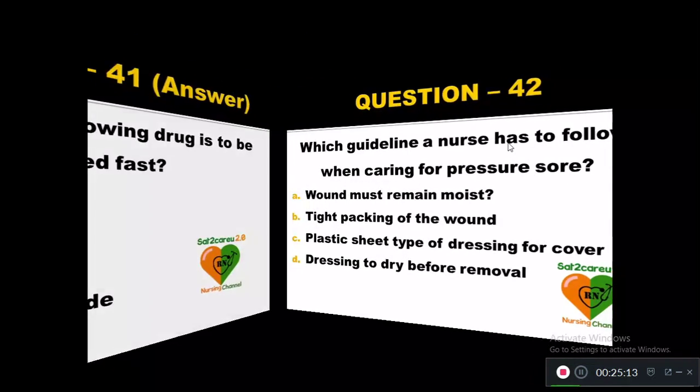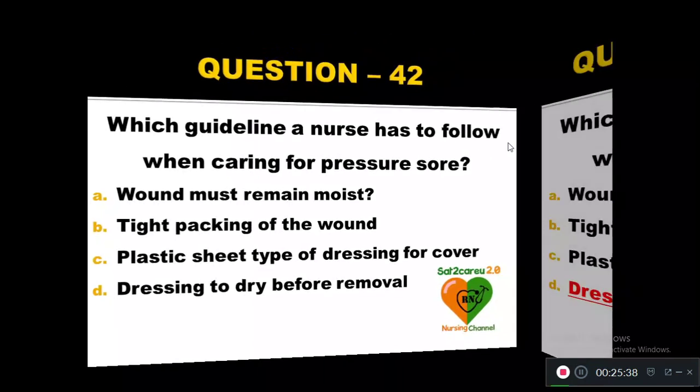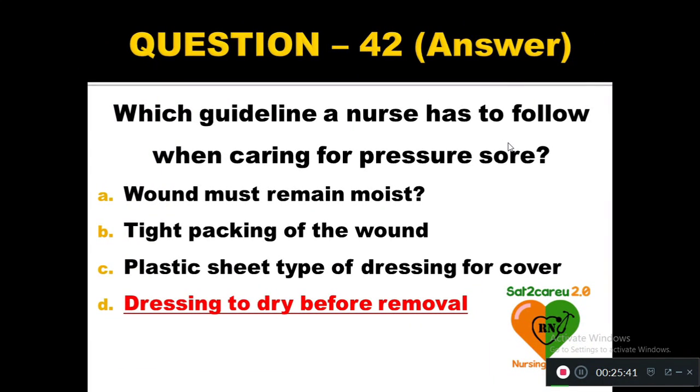Question number 42. Which guideline should a nurse follow when caring for a pressure sore? Option A, wound must remain moist. Option B, tight packing of the wound. Option C, plastic sheet type of dressing for cover. D, dressing to dry before removal. The right answer is dressing to dry before removal.